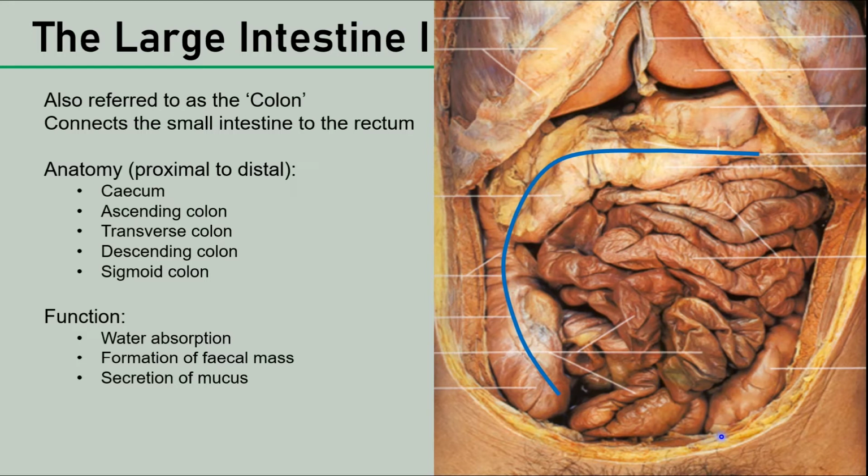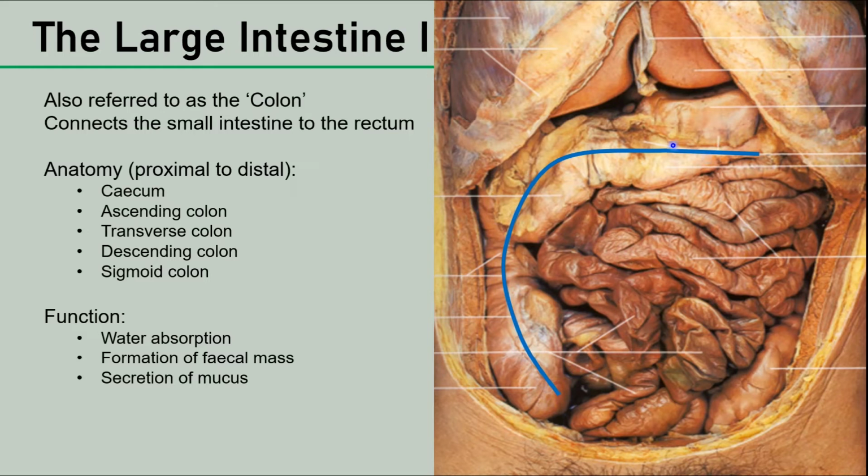So the proximal end of the colon, so the proximal end of the large intestine, would be the cecum. So we have this junction between the large intestine and the small intestine, so the ileum. So this is called the ileocolic junction, where the food is being passed.